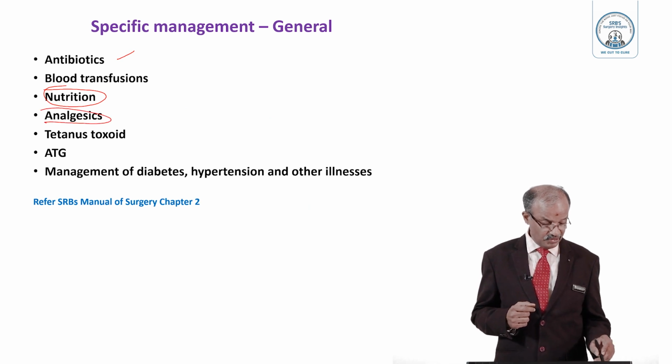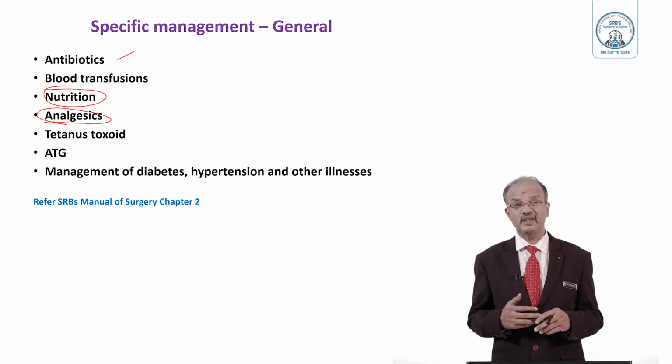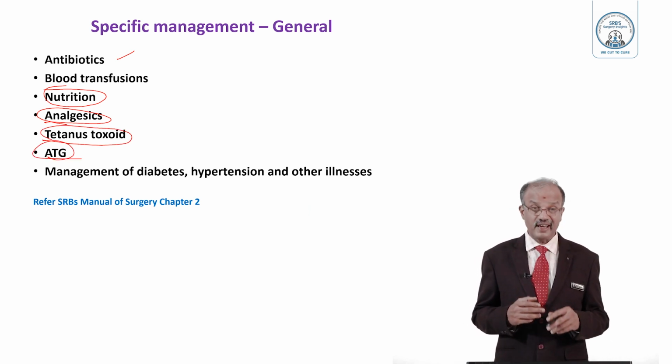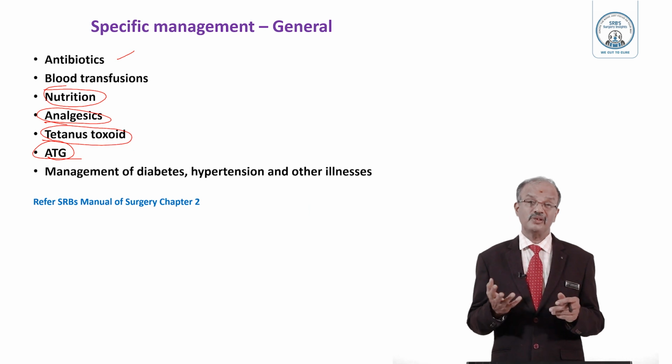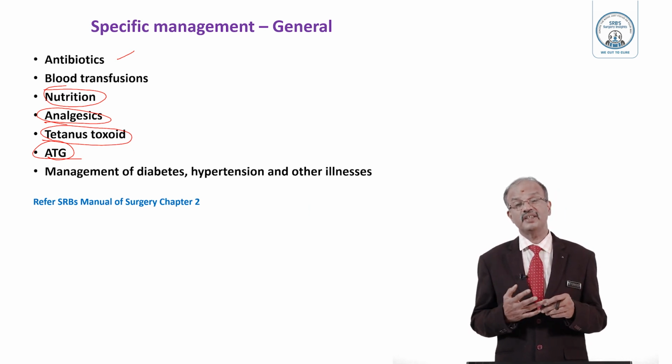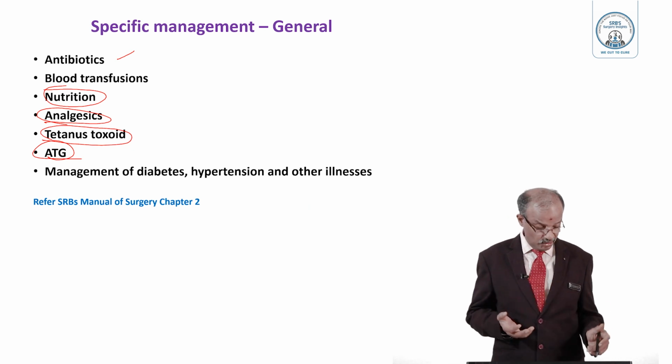Analgesia for pain is a very crucial part, because the patient will be psychologically upset. A good analgesic is very important. Tetanus toxoid, anti-tetanus globulin in major crush injuries, and anti-gas gangrene serum also may have to be given, depending on where exactly the patient had the injury. A contaminated area may require that.